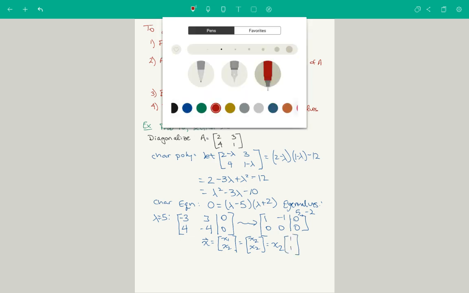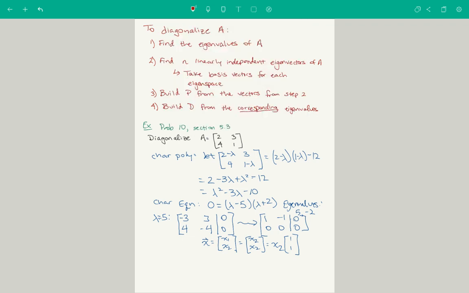And in particular, the entire thing is our eigenspace, but this vector right here is going to be our basis vector for our eigenspace. Okay. Now let's do the same thing for lambda equals -2.